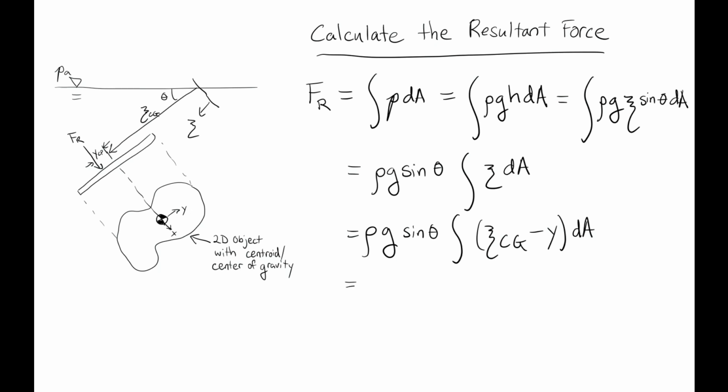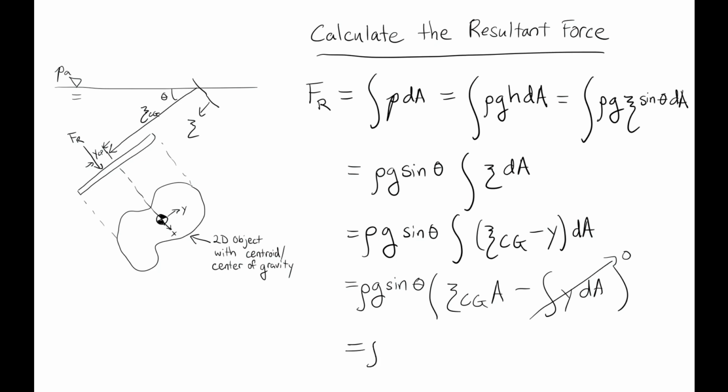So there are two terms in the integral, and we can break them apart and do them separately. The first one doesn't actually have anything to integrate, right? Because xi sub cg is a constant. So the first term is just xi sub cg times A. And the second one ends up being an integral of y dA, but recall that y is measured relative to the centroid. And so by definition, the integral of y dA is 0 if y is measured about the centroid.